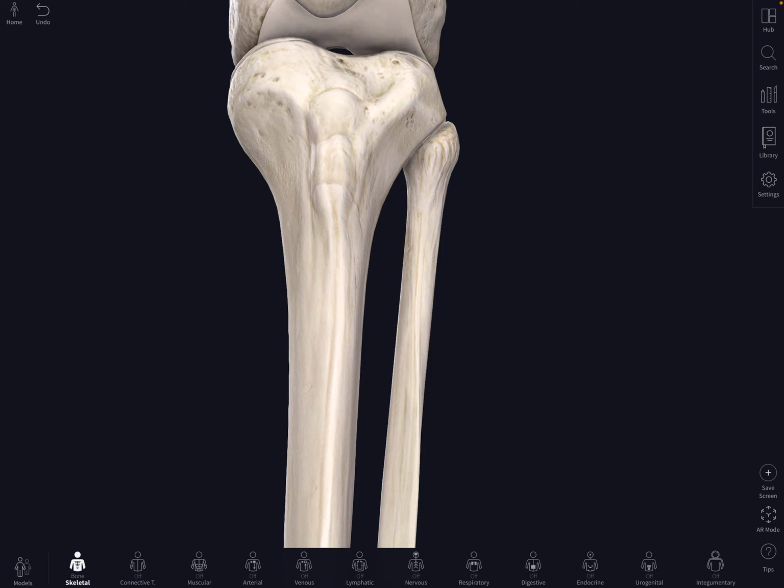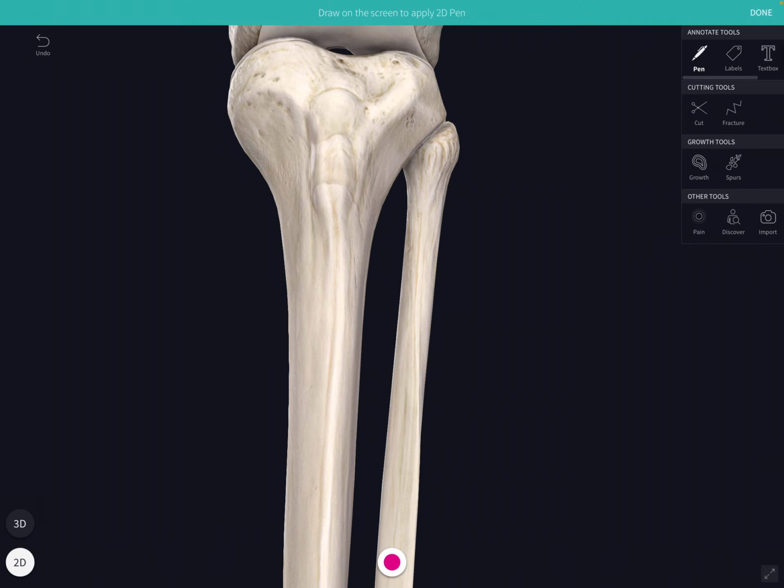Okay, so let's have a look at the fibula. The fibula forms the lateral aspect of the lower leg. So let's just pick up some tools so we can start discussing this. So we've got the fibula, and that forms the lateral aspect or the lateral bone of the lower leg.